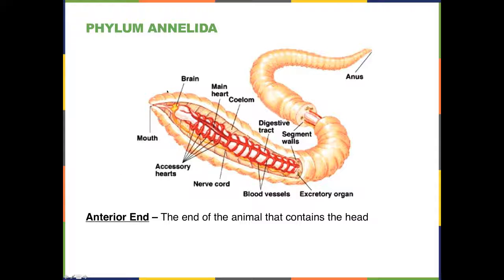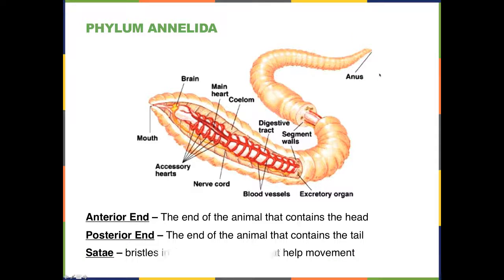So if you talk about the anterior part of an earthworm, it's going to be this part of the earthworm. The posterior is where its tail is, which is back here. Frequently also where the anus is. So it's that end that contains the tail.